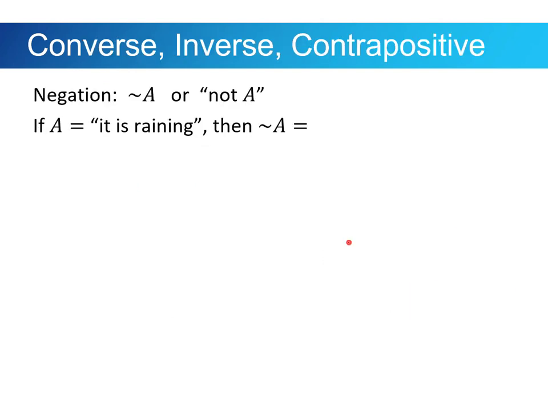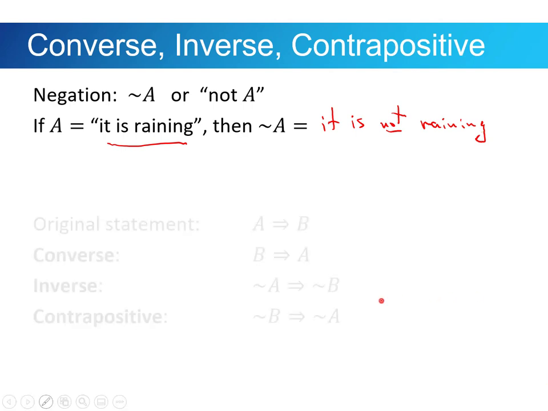I can negate a statement by putting a little tilde in front of it. So tilde A means not A, so it's the negation of statement A. So if A is the statement, it is raining, then not A is the statement, what do you think? It is not raining.